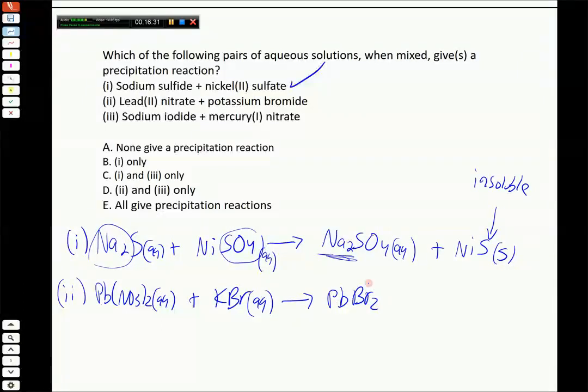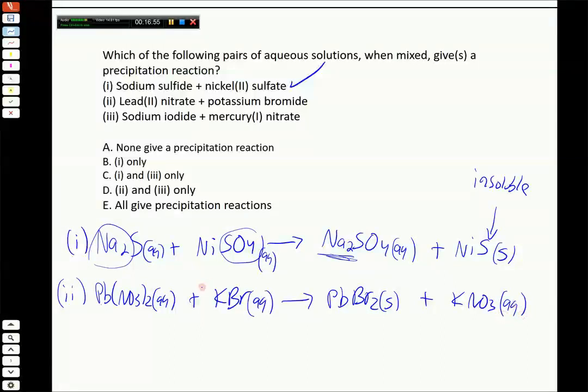And as we talked about, lead is one of those cations that you should look for where just about every lead compound is insoluble, and lead halides being a very classic example. So this one's going to be a precipitate. The second product is potassium paired with nitrate. All potassium salts are soluble, all nitrate salts are soluble, so this one will still remain in solution.